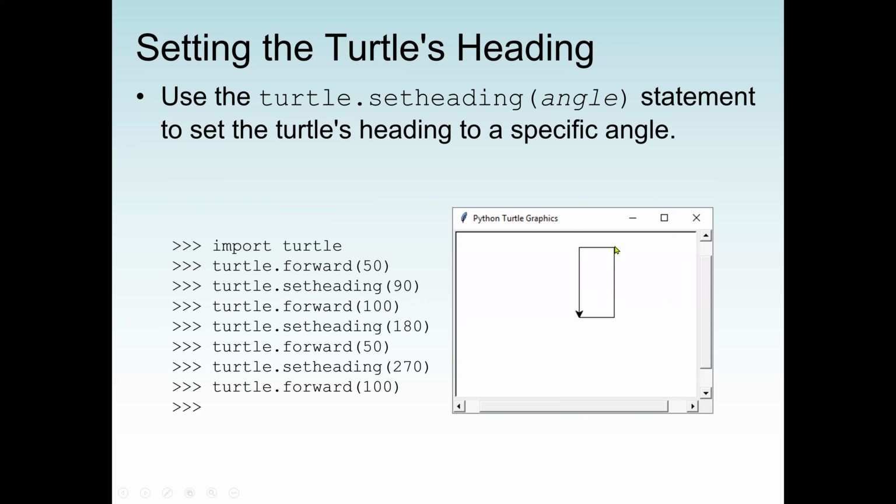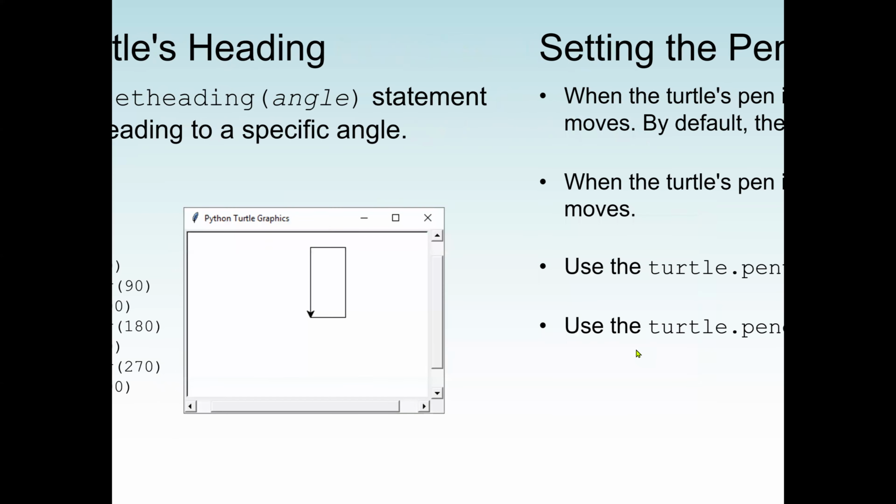Then we set 180, which will be horizontal, and the distance again, or the number of pixels, is 50. Then we set heading 270. So 180 plus 90 will be 270, so that will be 90 again. Then the distance is 100, so we come back to the same point. So again, set heading takes an argument of an angle, and it gives us the direction of the angle. It can be any angle from 0 to 360.